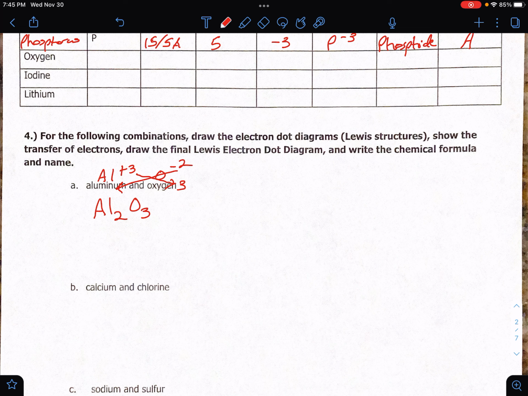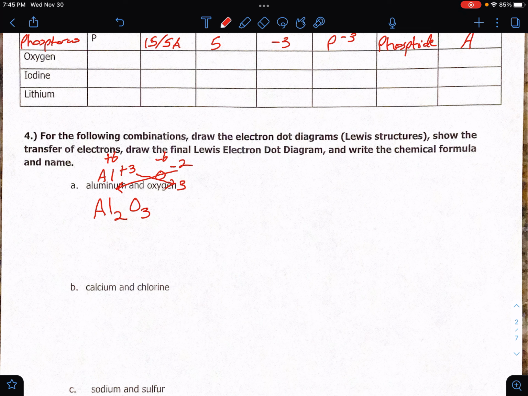Another way you can do it is mathematically. If I have a +3 and a -2, I would think, what is the closest number that can be divided by both 3 and 2? That would have to be 6. If I need aluminum to be a +6, and each one has a charge of +3, how many would I need? I would just need 2 of them. If I need oxygen to be a -6, and each one has a charge of -2, how many would I need to get to -6? I would need 3 of them.